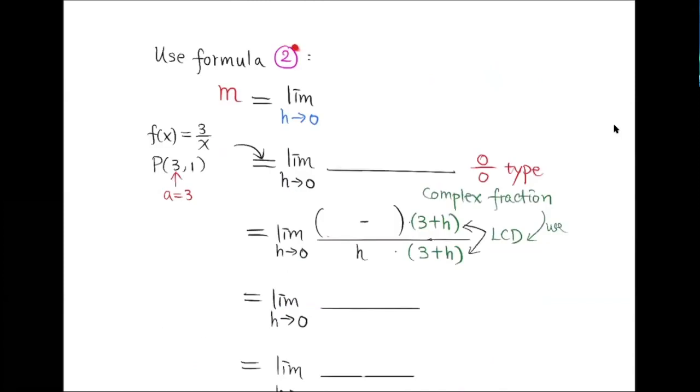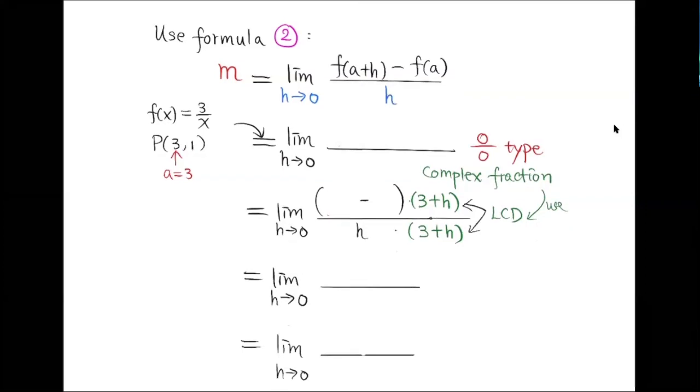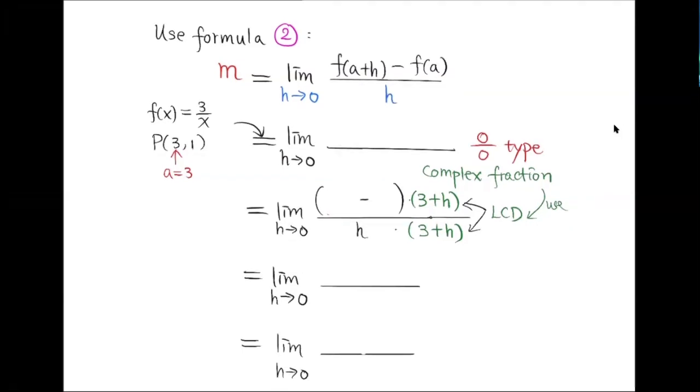Now we can use formula 2 and see if we get the same result. Formula 2, the slope of the tangent is equal to the limit as h approaches 0, f of a plus h minus f of a over h. Now we're going to substitute this a plus h into this x over here. So this is going to become 3 over a plus h. Now this point over here is on the curve. A is equal to 3. F of x is 3 over x.